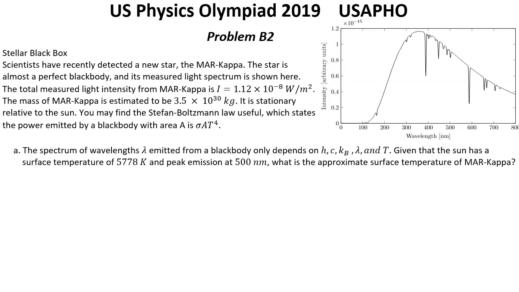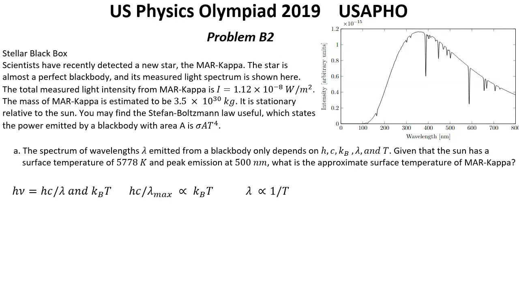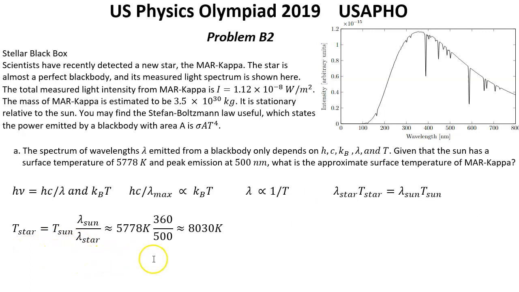Solution for problem B2. Question A. By dimensional analysis, we have two energy scales. One is hν, which is equal to hc over λ, and the other is k_B T. From here we find that these two energies must be proportional to each other. It means that λ maximum must be inversely proportional to temperature. So from here we have this equation for T star.